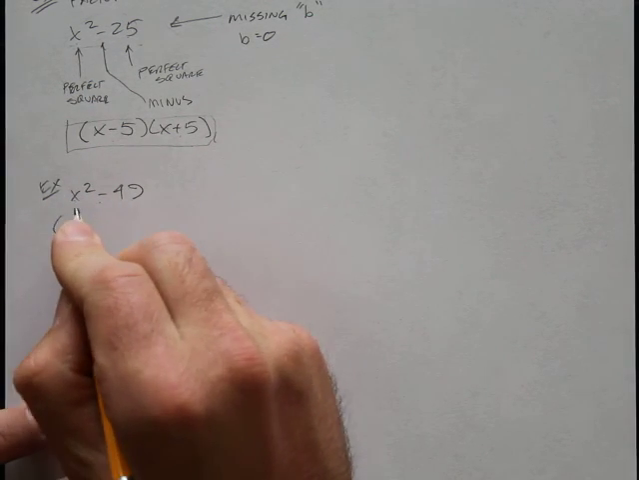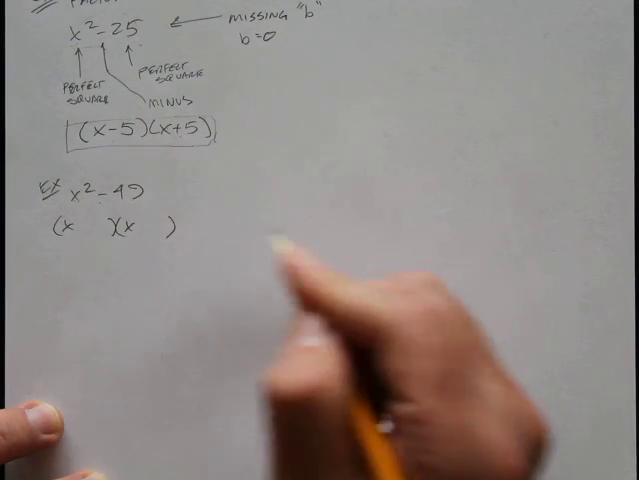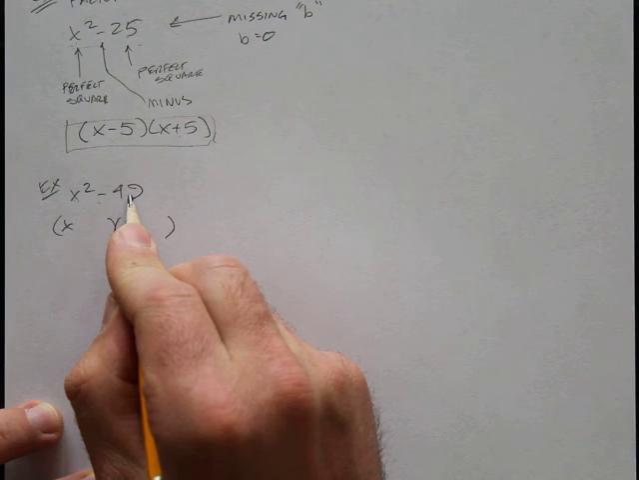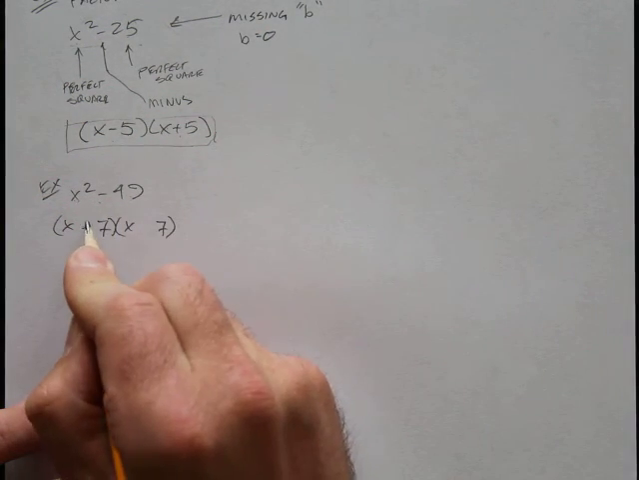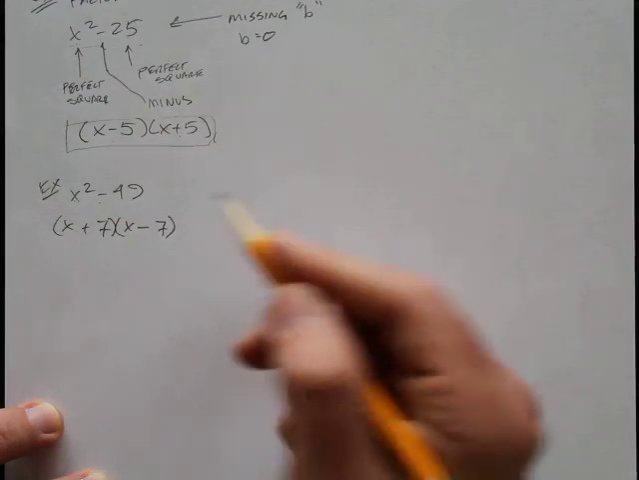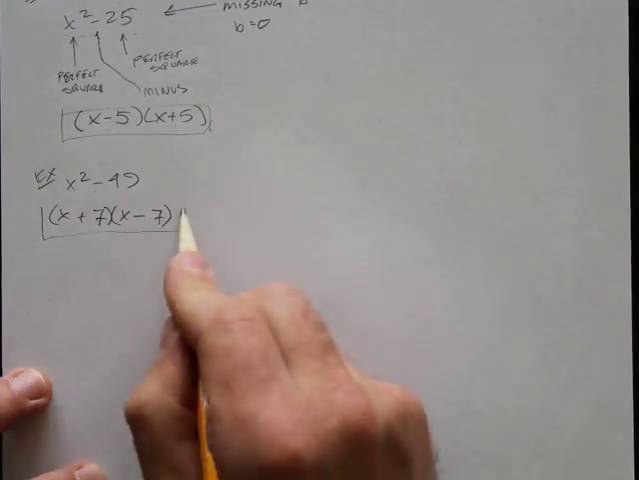So that means I just take the square root of x squared, that's x. That goes on the left. I take the square root of 49, that's 7. That goes on the right. One of these is positive, one of these is negative. Doesn't matter which one is which, just as long as one is negative and one is positive. And that's it.